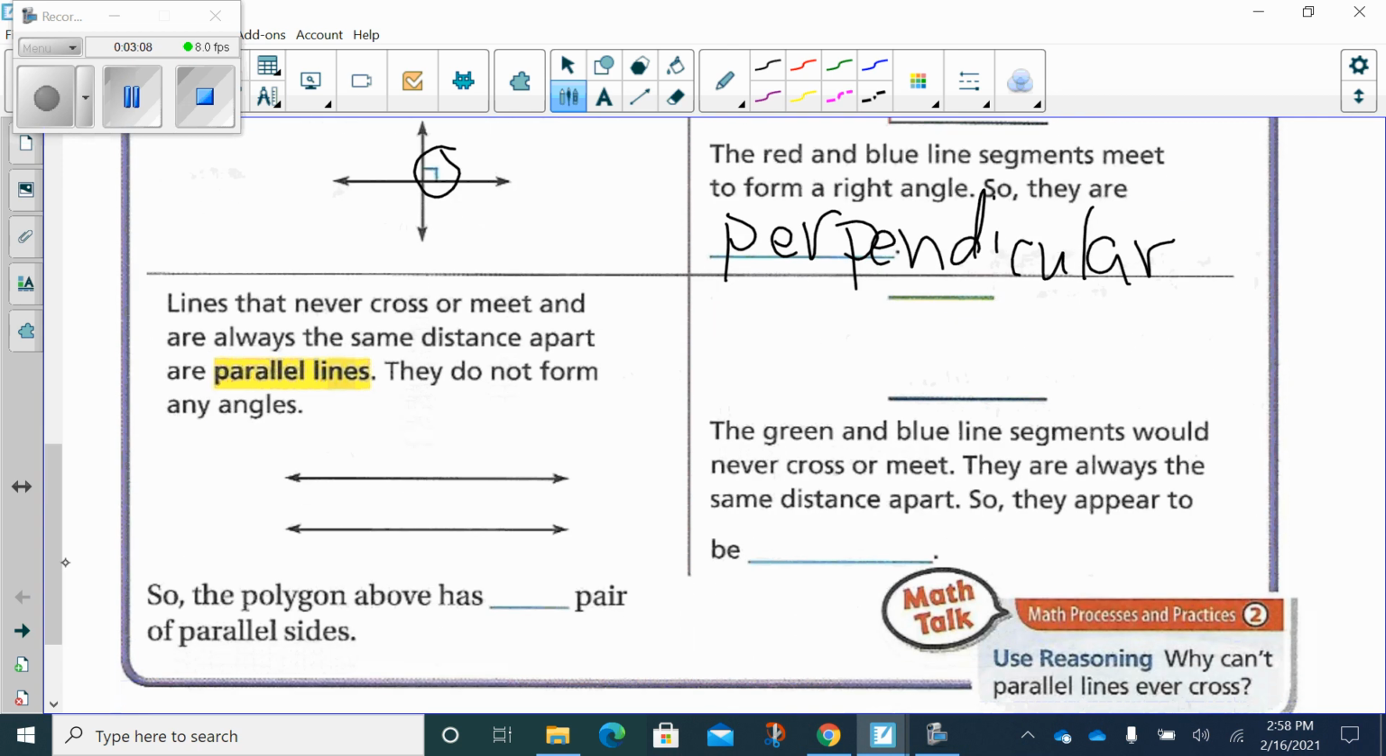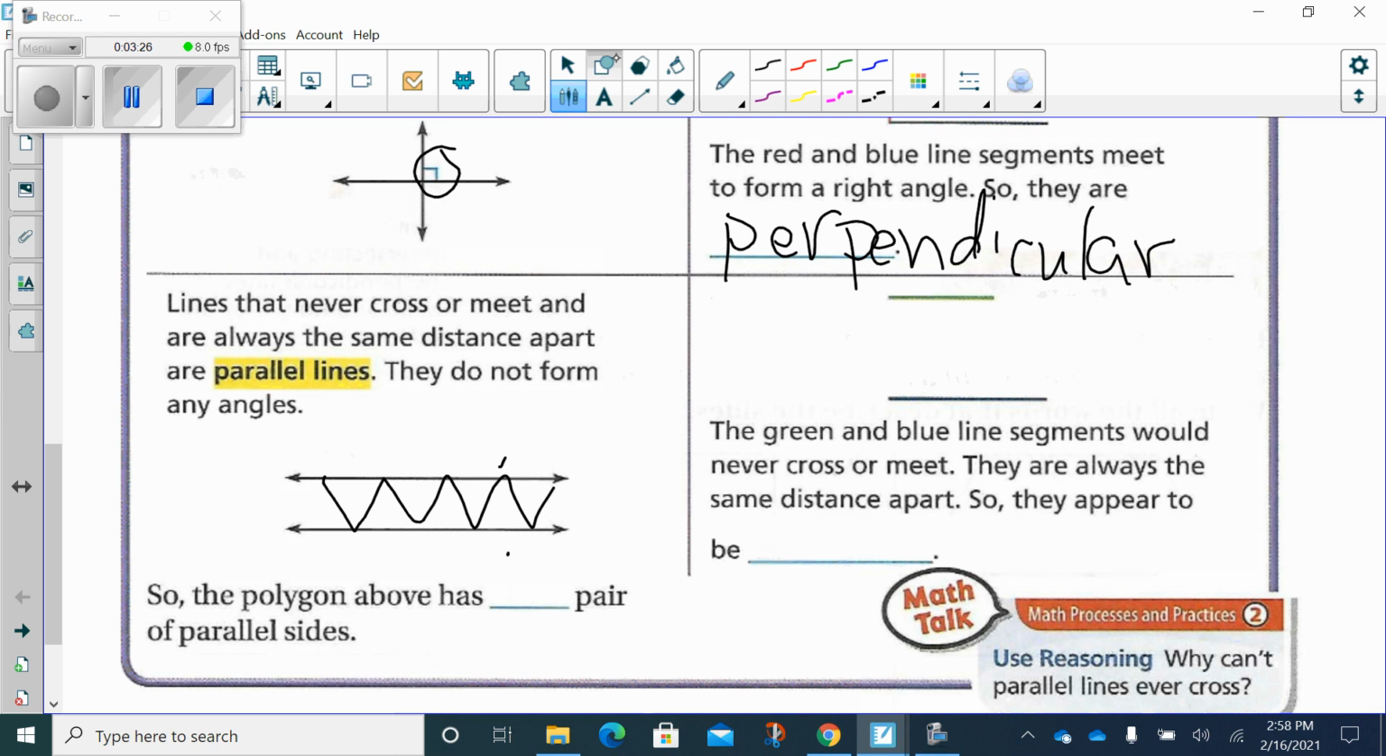Lines that never cross or meet and are always the same distance apart are parallel lines. They do not form any angles. So there are no angles here. And it's the same distance from this side to this side.